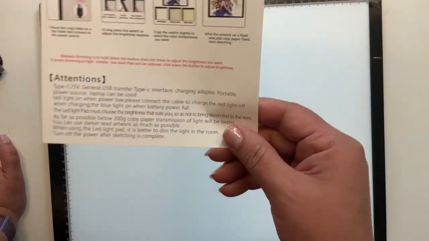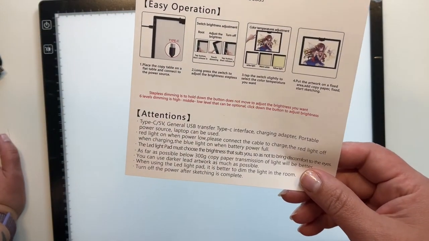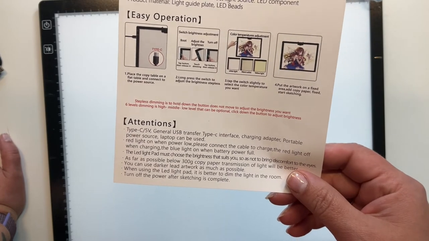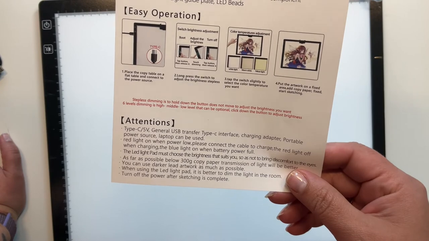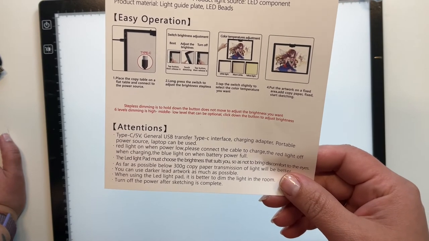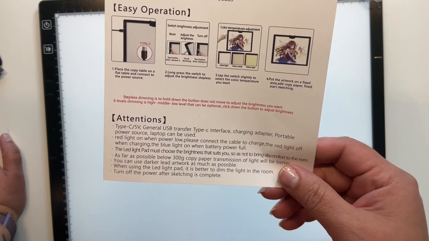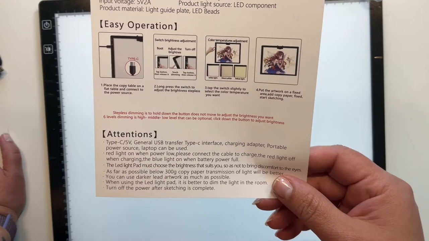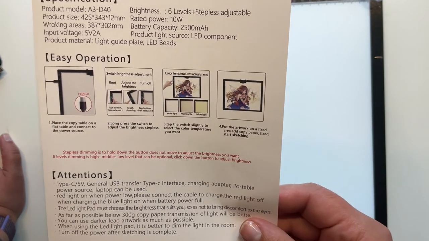Okay, does it say how to get to the different temperatures? Okay, so it says switch brightness adjustment. Tap button, then release it. Touch dimming. Tap button, then release it. White light, warm white, and yellow light. Tap the switch slightly to select the color temperature you want.